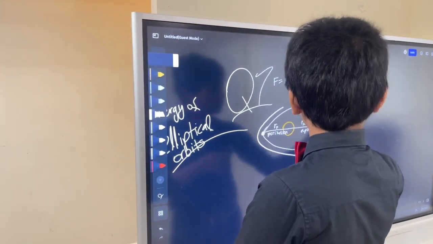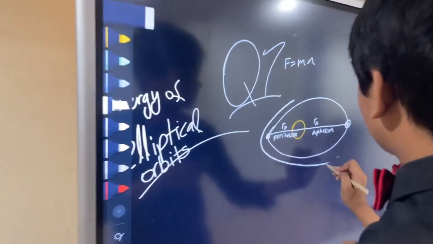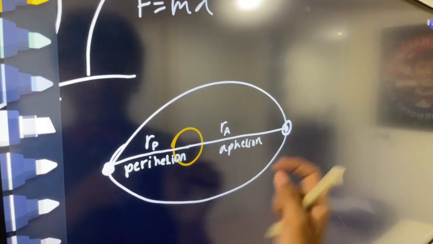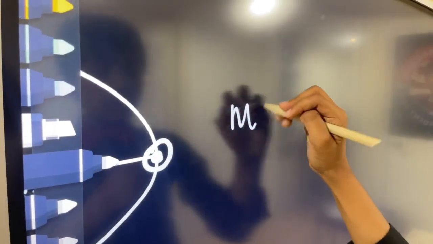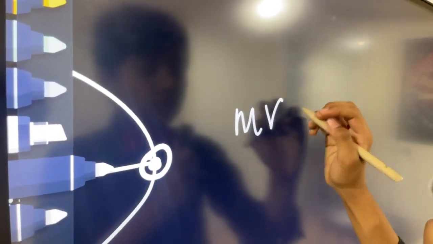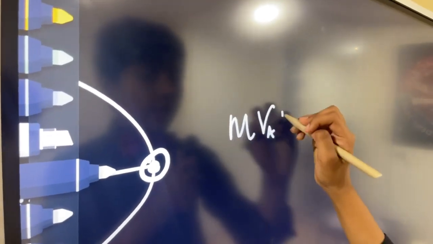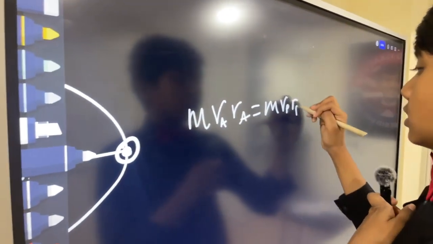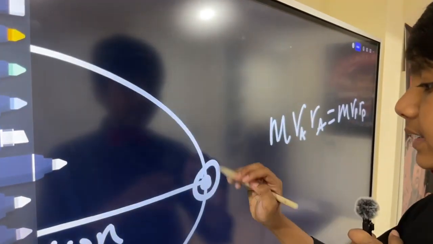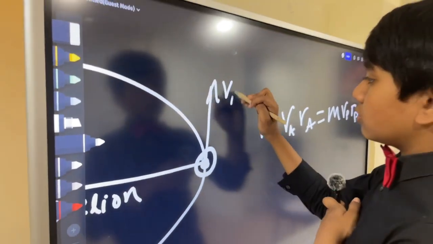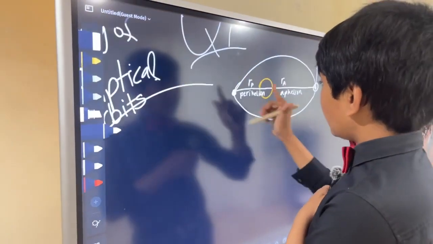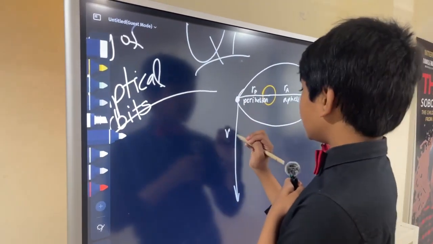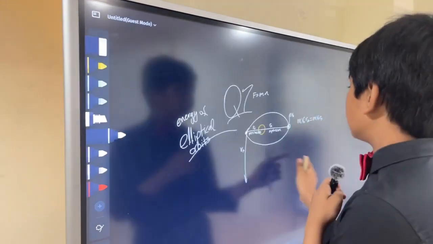And with this comes some variance. Specifically, what do I mean by that? The thing is, angular momentum conservation is important. So m V_A R_A has to be equal to m V_P R_P. V_A denotes the velocity at the aphelion, and V_P denotes the velocity at the perihelion.